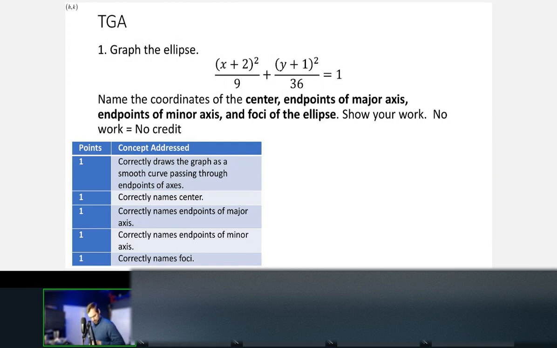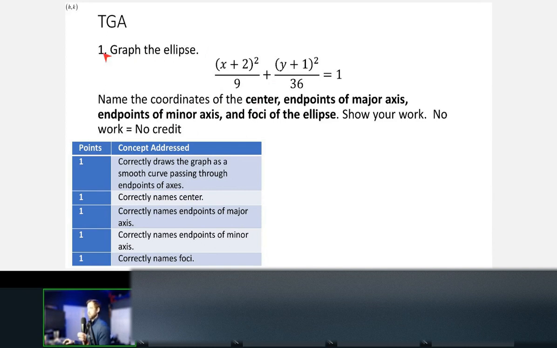Your TGA is probably the hardest TGA of the semester, I think. But my goal is to make it a little easier for you. So we're going to talk about the questions. This is the easiest one right here. So on this one, you're given an ellipse. I want you to find the center.